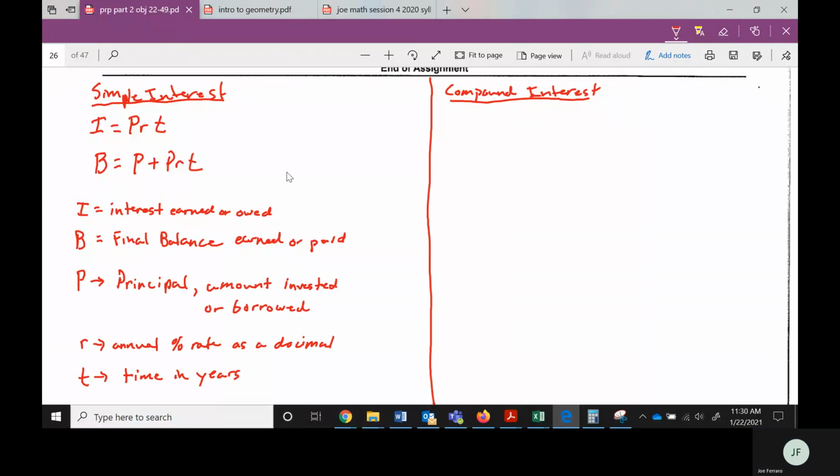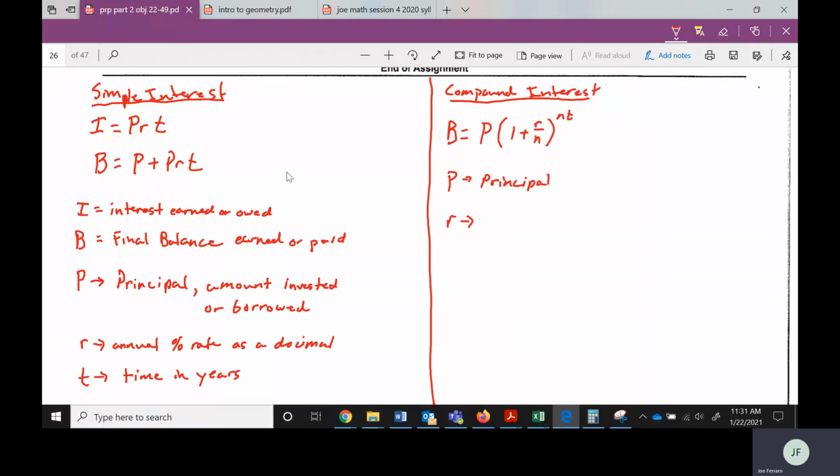Compound interest. Okay, and I'll explain the difference of these two in a second. Compound interest, the balance is going to equal P times, in parentheses, 1 plus R over N, and then to the N times T power. And we're going to be able to simplify that in a second, but let me explain what all these are. P is just like on the other side, that's the principal, the amount invested or borrowed.